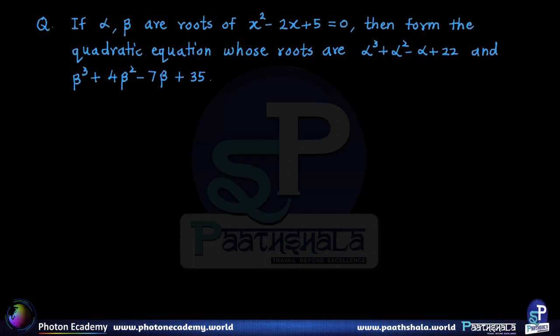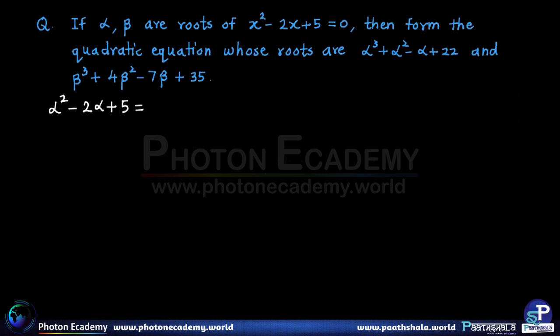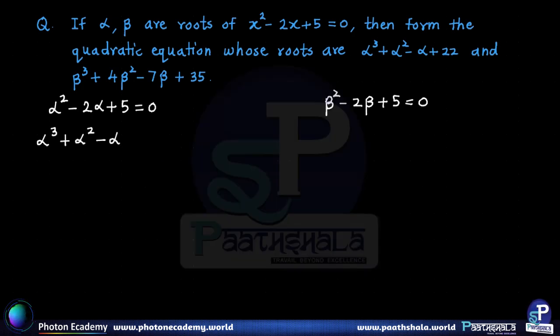Now to begin with, we are given that alpha and beta are the roots of the quadratic equation, so we can definitely replace x with alpha and beta and get that alpha square minus 2 alpha plus 5 equal to 0, and similarly beta square minus 2 beta plus 5 equal to 0. So now let's try to evaluate the expression which is one of the roots.